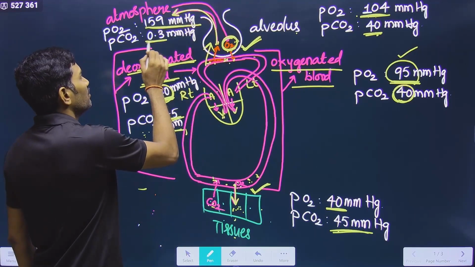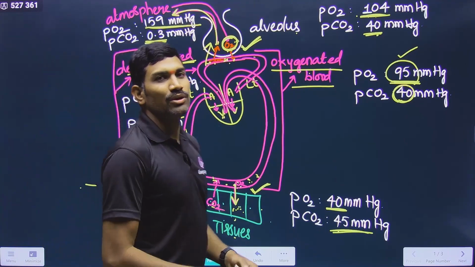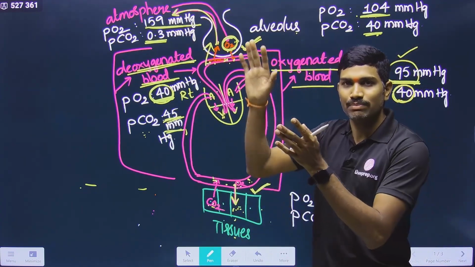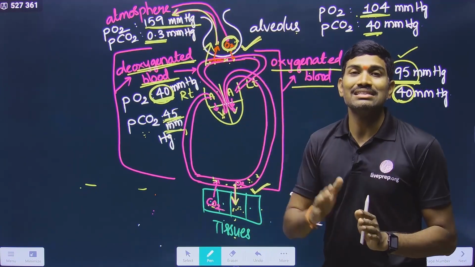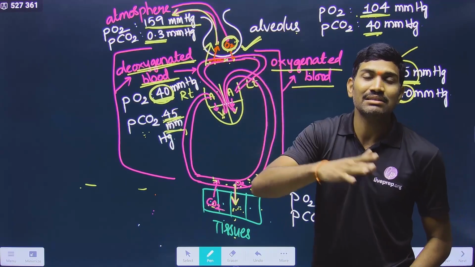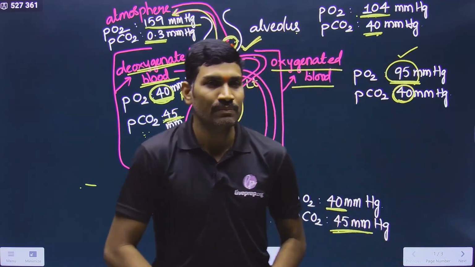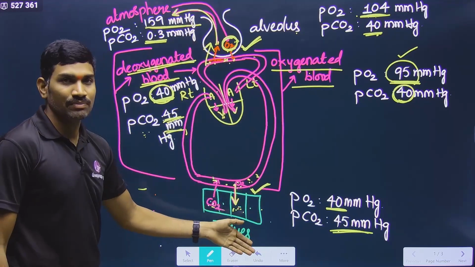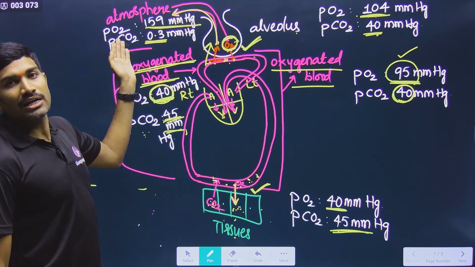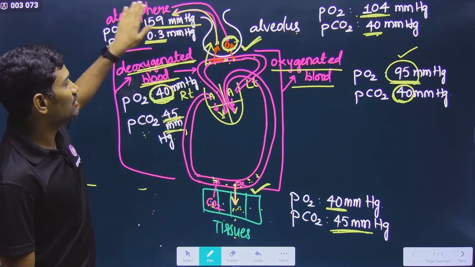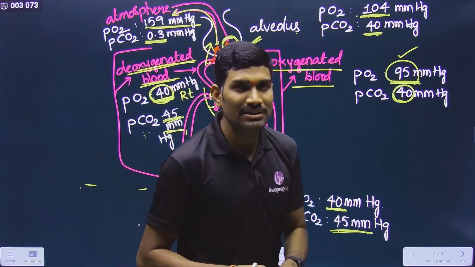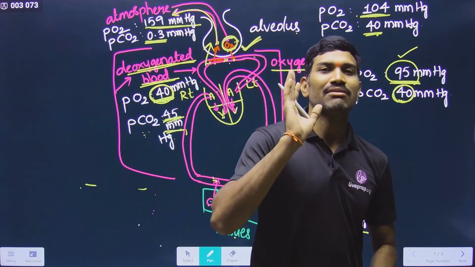So within the atmosphere, what is the partial pressure? It is just 0.3 mm mercury. So in this way, if you are observing these partial pressures, you can see some gradient, some range, some different values of pressures. From atmosphere to tissue, partial pressure for oxygen keeps on increasing. From tissue to atmosphere, partial pressure for CO2 is slowly decreasing. So for the exchange of gases, the partial pressures are always very, very important.